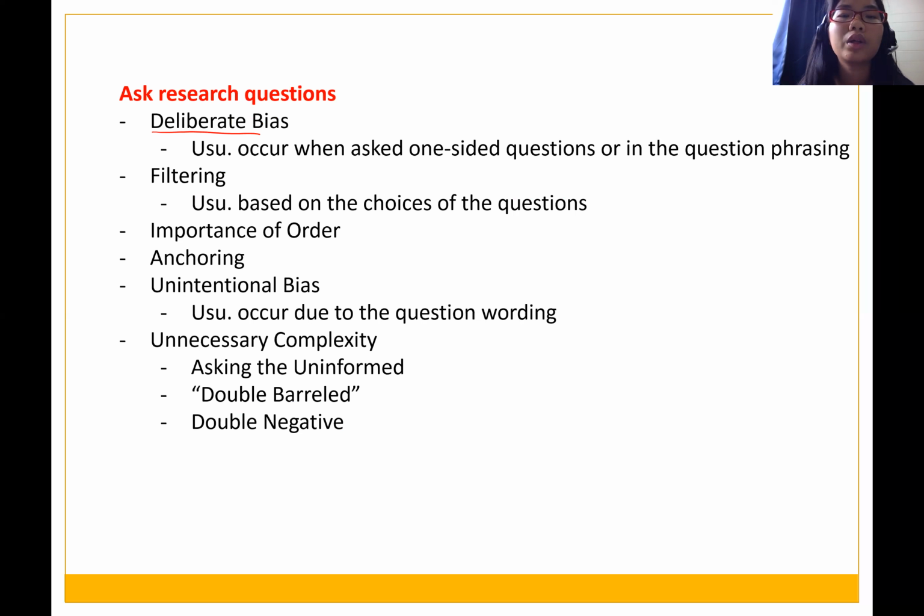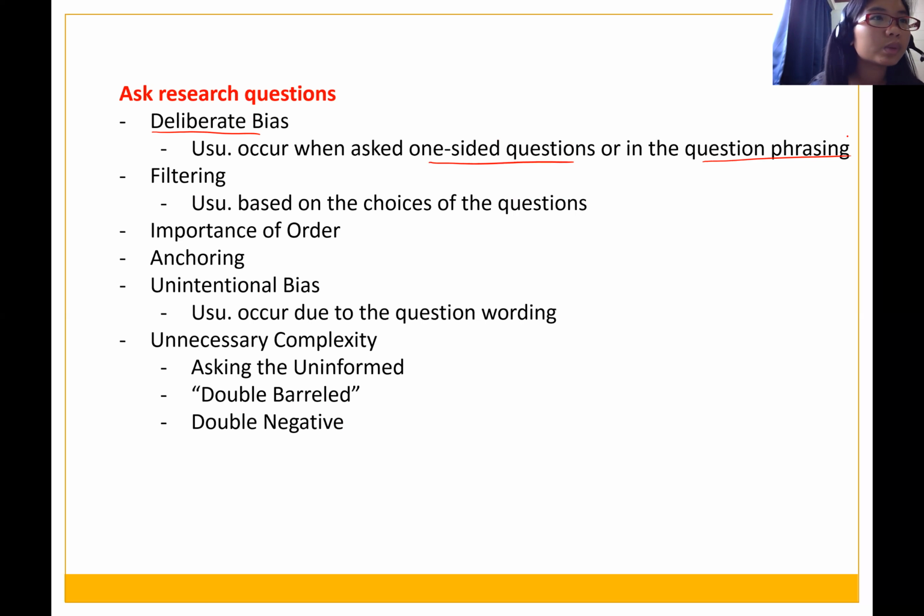It usually occurs when someone asks you a one-sided question. They don't ask something like, do you agree or disagree that we're going to pass this class? That's usually not the way we speak in casual conversation or daily life talk. But in statistical research, you usually have to phrase it as do you agree or disagree with something, because that's how we avoid deliberate bias. So it's usually in asking one-sided questions or in the question phrasing.